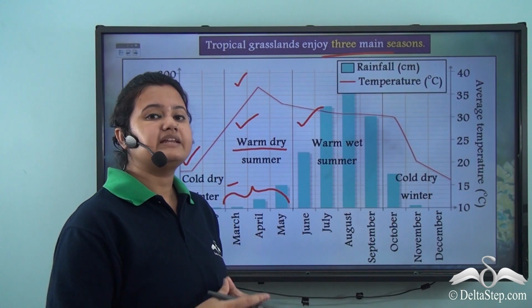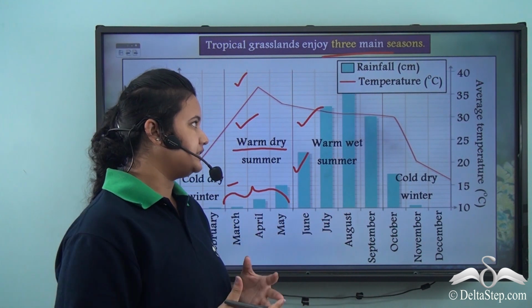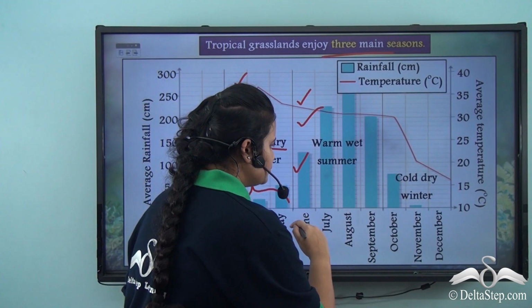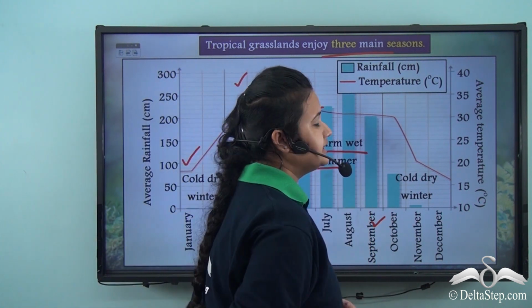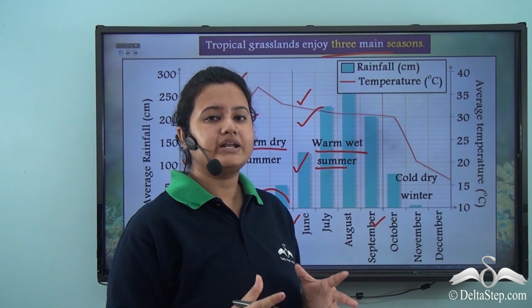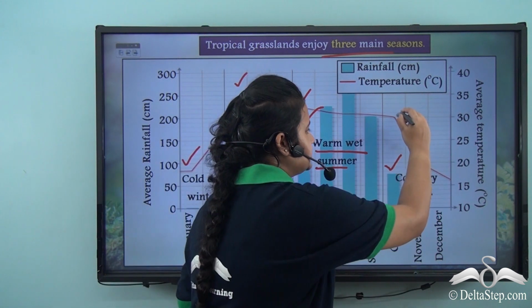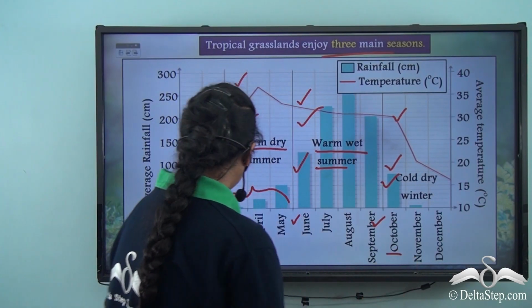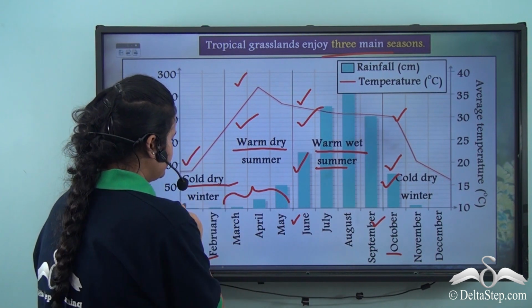After the month of May, there is an increase in the rate of precipitation. Now, due to this sharp increase in precipitation, the temperature drops to some extent. So, in the months from June to September, tropical grasslands experience warm wet summer, that is, high temperature as well as high rainfall. Now, this season of warm wet summer is followed by cold dry winter. After the month of September, both temperature and rainfall drop significantly. Thus, from October till February, tropical grasslands experience cold dry winter.